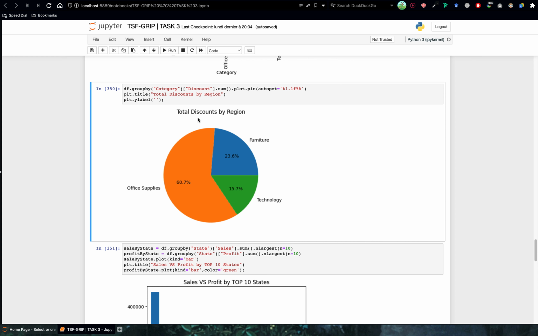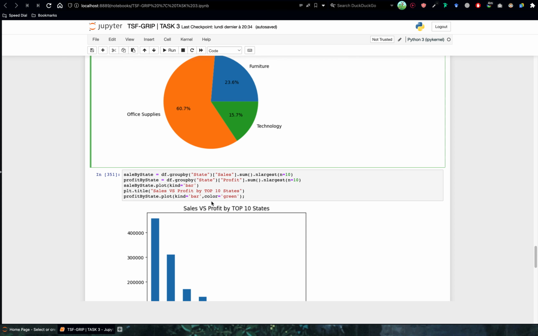Here we can see the total discounts by region. There is a typo. Here it is by category. As you can see here, most of our discounts are in office supplies. It is important later when we draw decisions and conclusions. Furniture also has a lot, and a little bit in the technology sector.